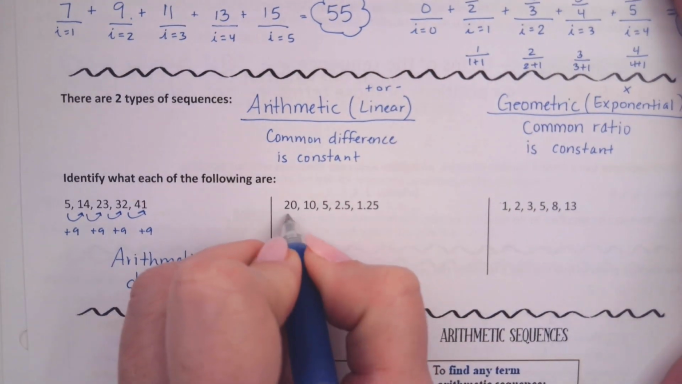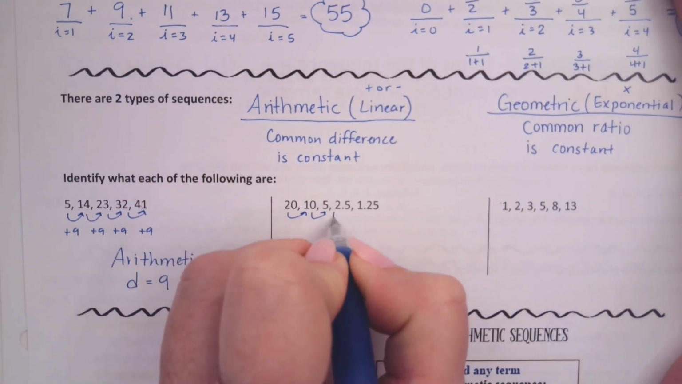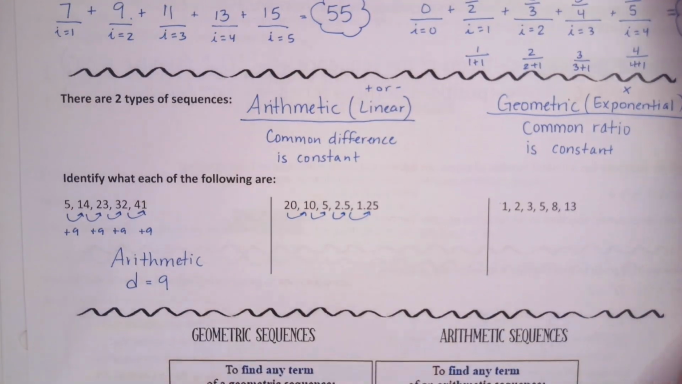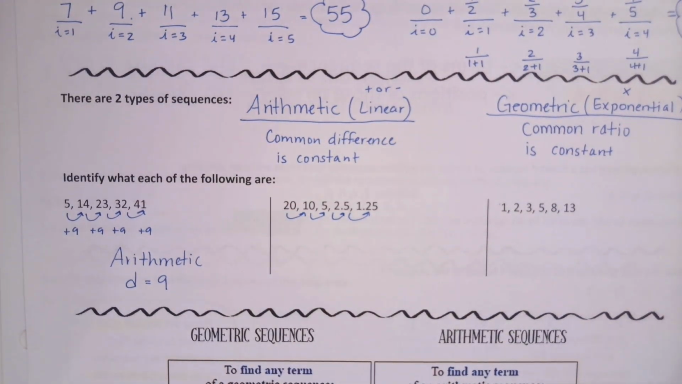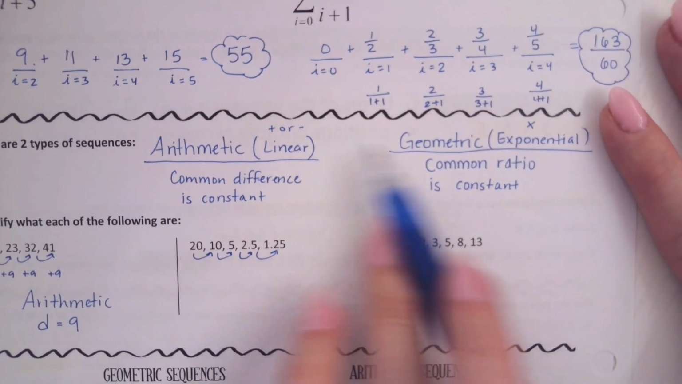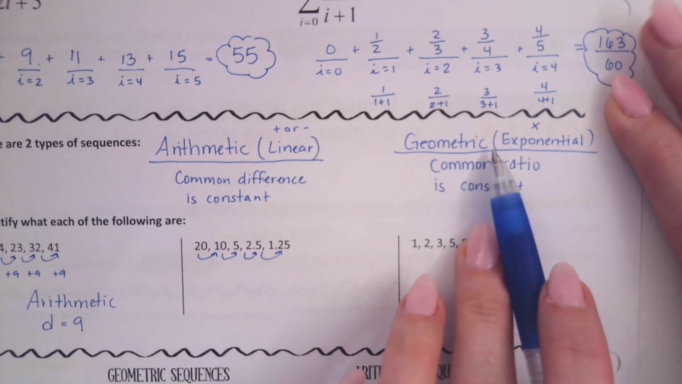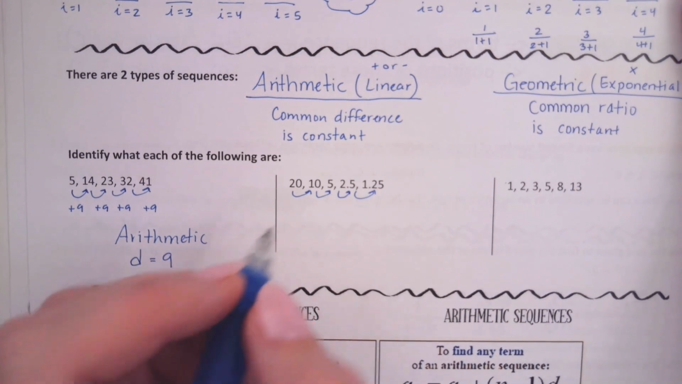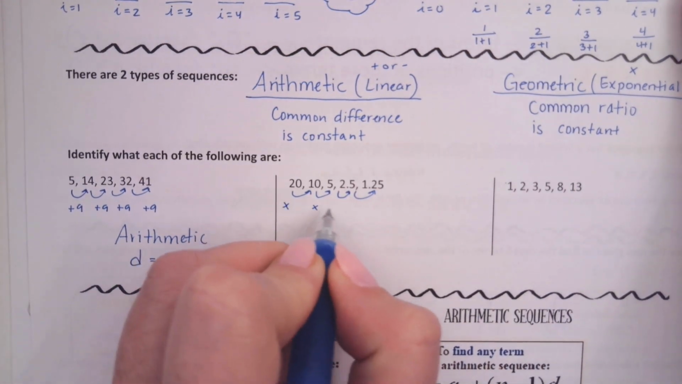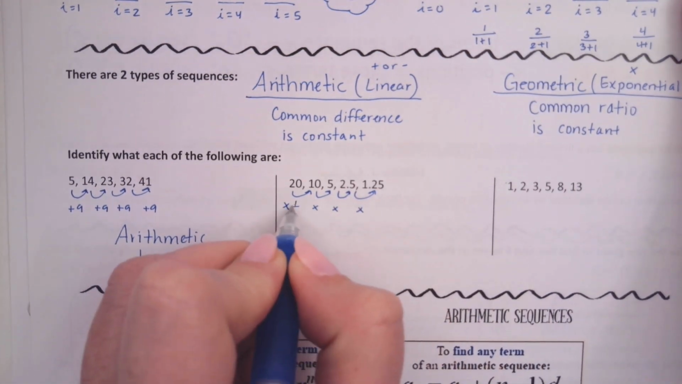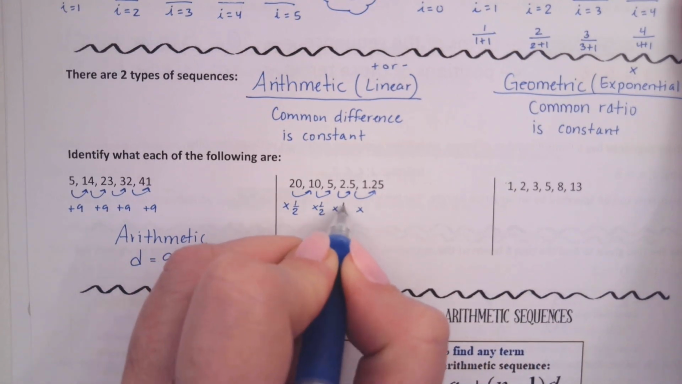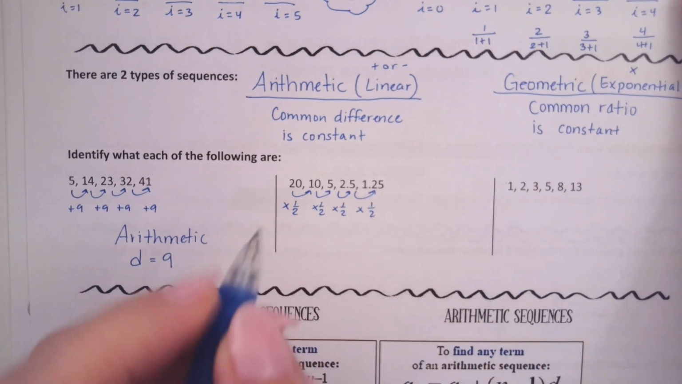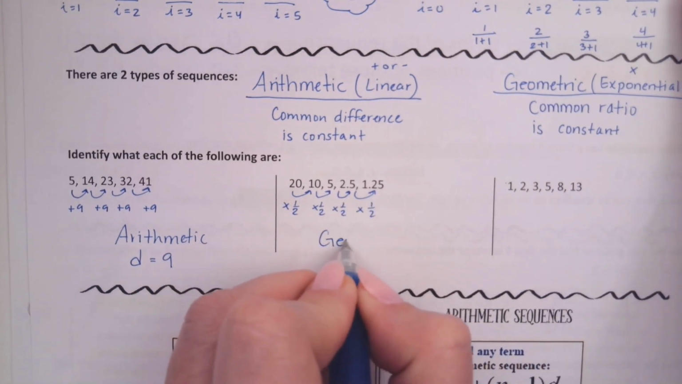For the second one, what are we doing each time? Divide by 2. So would that be arithmetic or geometric? Geometric. Now for geometric, we want to write it as what we're multiplying by each time. What are we multiplying by each time? 0.5. Very good. A half each time. So we'll say geometric.